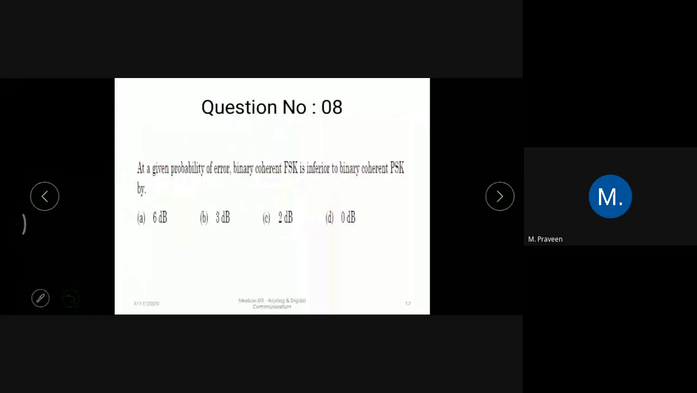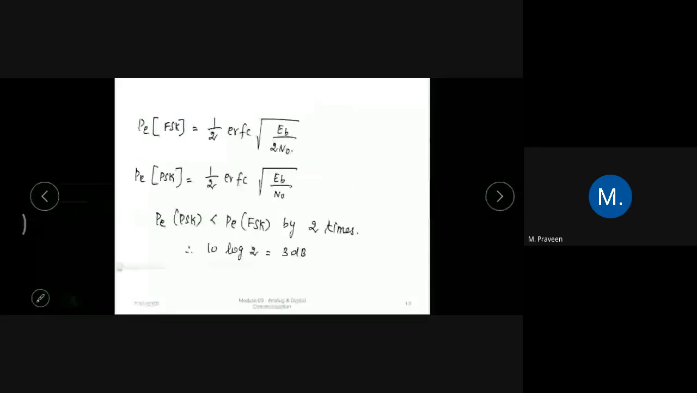Okay, this is another straightforward question. At a given probability of error, binary coherent frequency shift keying is inferior to binary coherent PSK. By how much? 6 dB, 3 dB, 2 dB, or 0 dB. So which one is inferior and which one is superior, we have to find out by how much. That's the question given to us. Now they mention probability of error, so directly go for the probability of error formula.